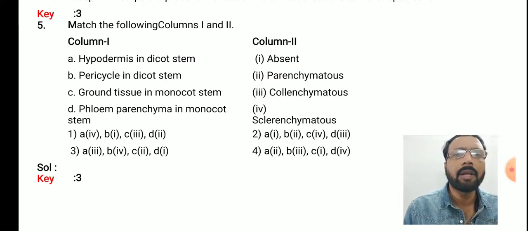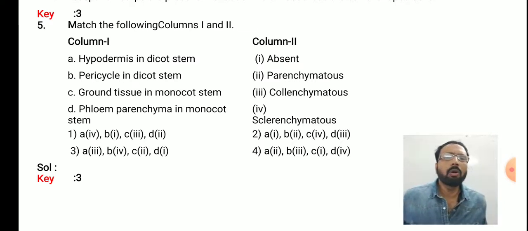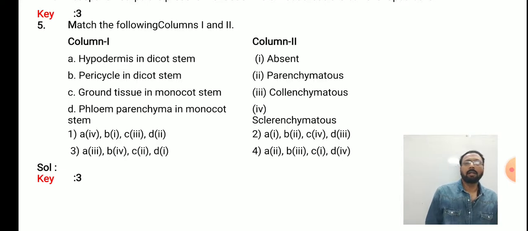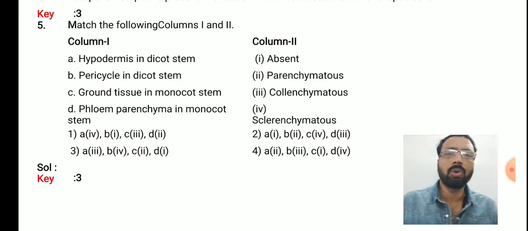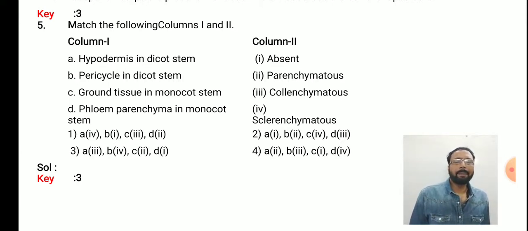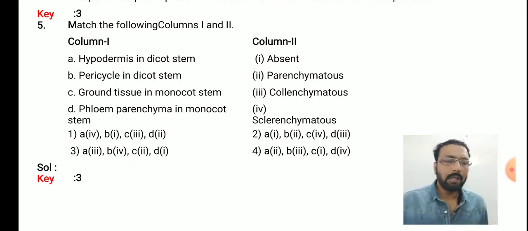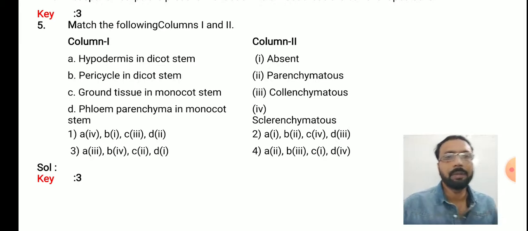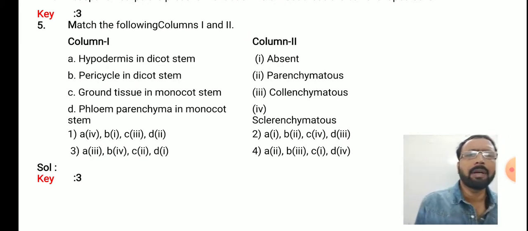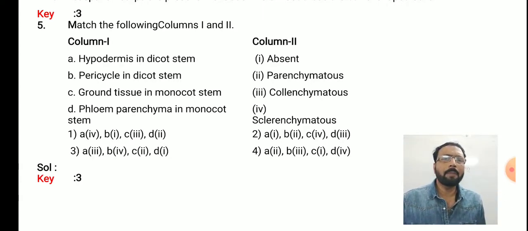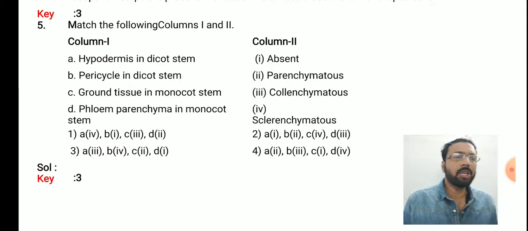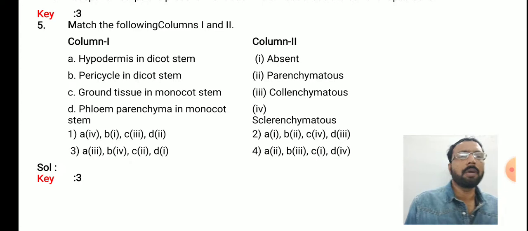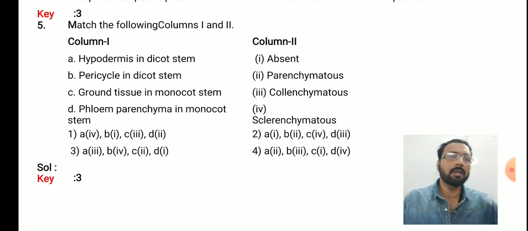Hypodermis of dicot stem, pericycle in dicot stem, ground tissue in monocot stem, phloem parenchyma in monocot stem. Hypodermis in dicot stem is made up of collenchyma. In monocot stem, hypodermis is made up of sclerenchyma. So A directly matches 3, the third option. B matches 4: pericycle in dicot stem is sclerenchyma, whereas in monocot stem the hypodermis is sclerenchyma. Remember that. Ground tissue in monocot stem is generally parenchymatous. Phloem parenchyma in monocot stem is absent. In monocot stem, endodermis, pericycle, cambium, phloem parenchyma and medullary rays are also absent. Clearly remember that.